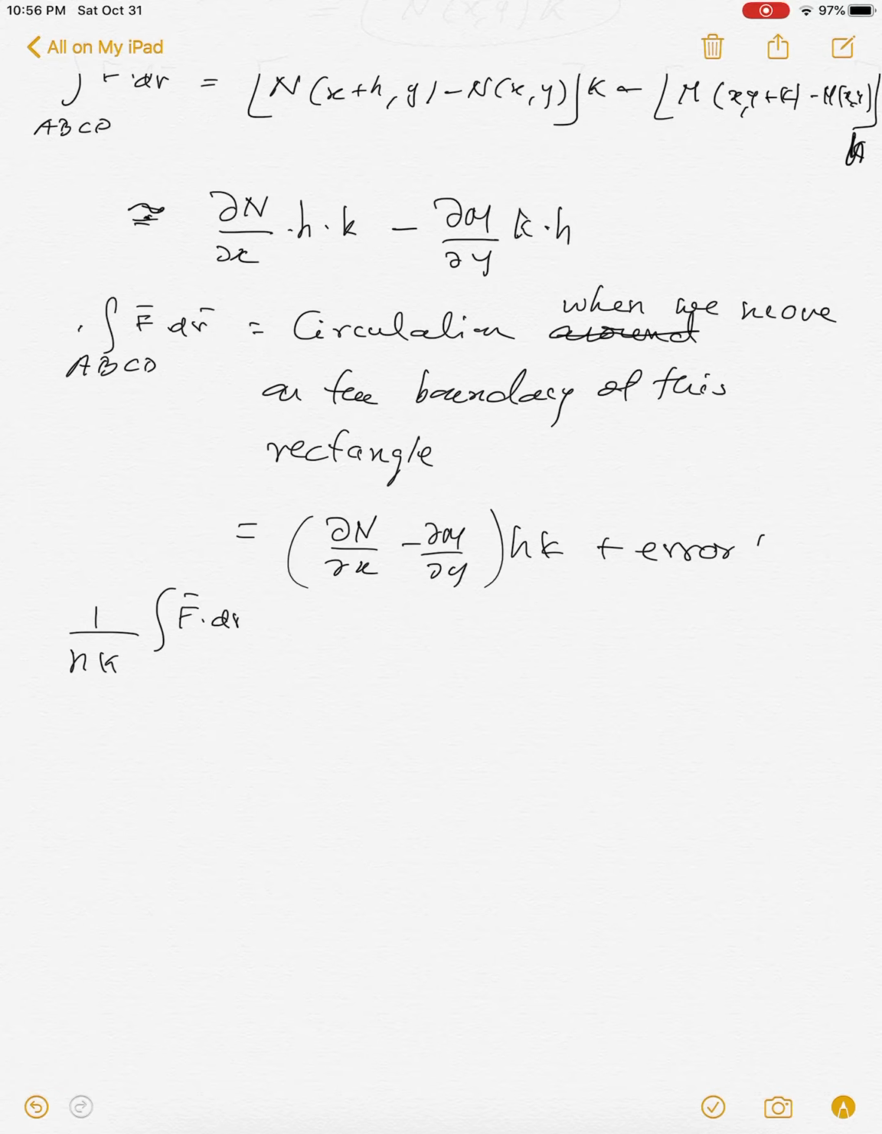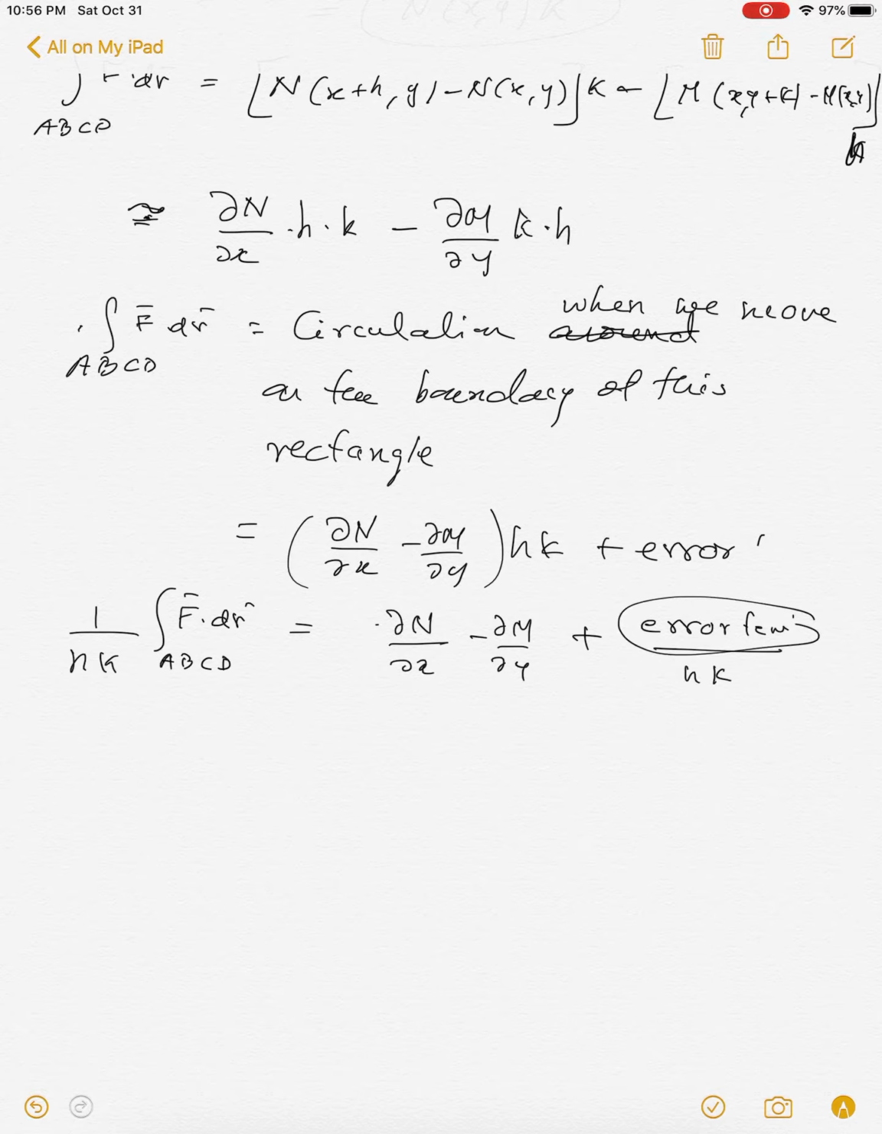So therefore now I want to introduce the concept of, you will take 1 over hk times the integral of F bar dot dr bar over ABCD. This quantity will be dN/dx minus dM/dy plus error terms. Error terms will be in higher order of h and k.